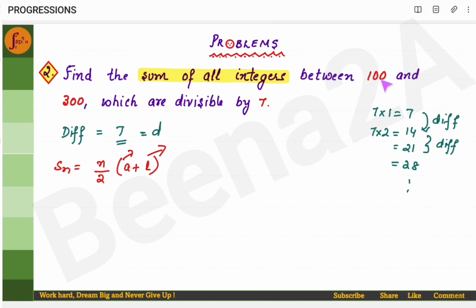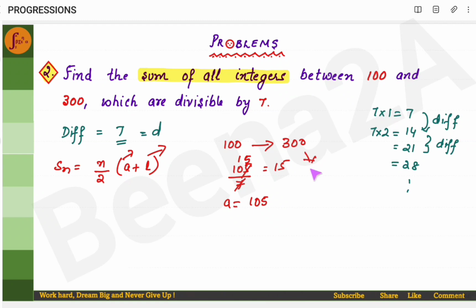Now, you know the range. Range is from 100 to 300. What is the first number between this range which is divisible by 7? Here you'll have to guess. Is it 101, 102, 103? Okay, so I'll roughly take 105. Is it divisible by 7? Let's try out. 7 ones are 35, 7 fives are 35. Yes, so 105 is divisible by 7. So the first number would be 105. You'll have to guess this.